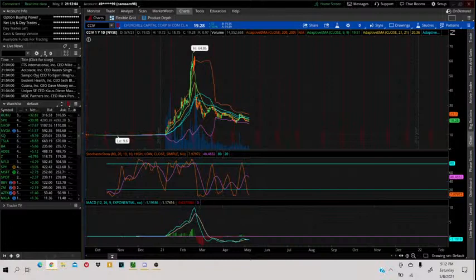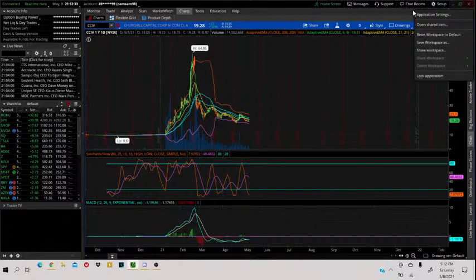Alright, so the first thing we're gonna go over is getting your thinkorswim set up. It's not too hard. This is what I use to trade. I switch between thinkorswim charts and TradingView charts just because TradingView is easier. But we're gonna do this.